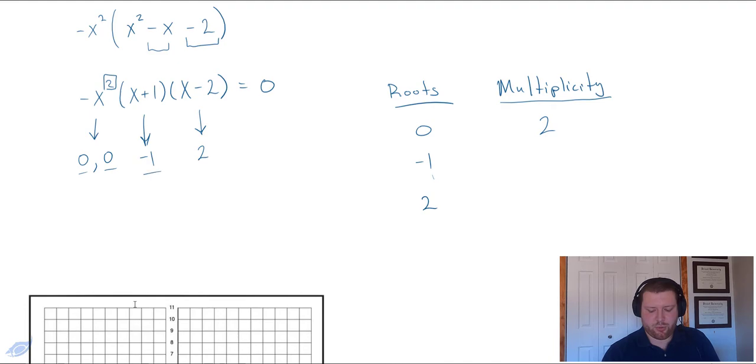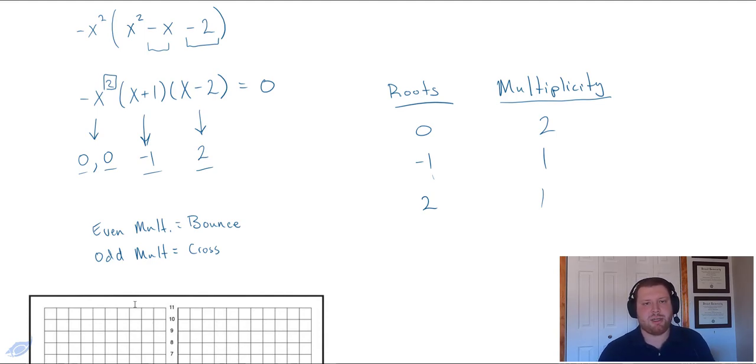Negative 1, we only have the one negative 1, so that appears once. And 2 also has a multiplicity of 1. Now, if we think about what the multiplicity means in terms of graphing, an even multiplicity means we're going to bounce, and an odd multiplicity means we're going to cross. And when I say bounce and cross, I mean behavior at the x-axis. So we're either going to bounce off of the x-axis or we're going to cross through the x-axis.